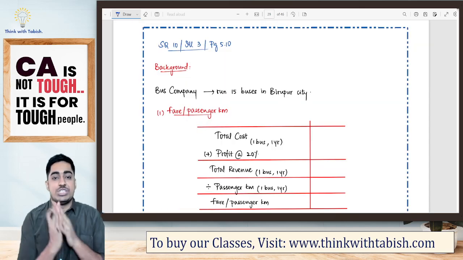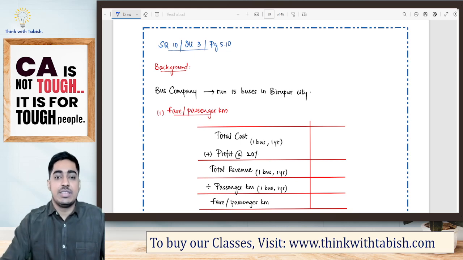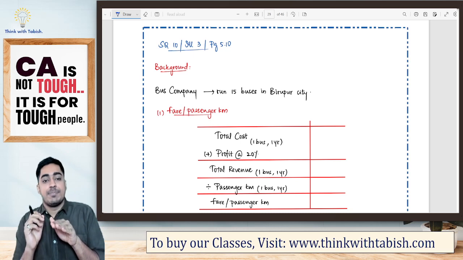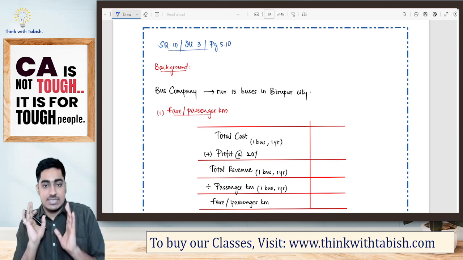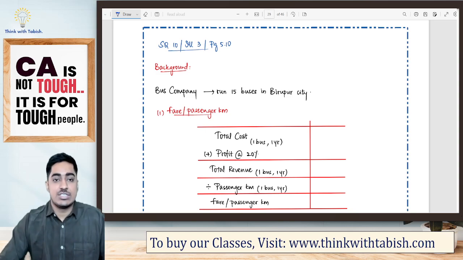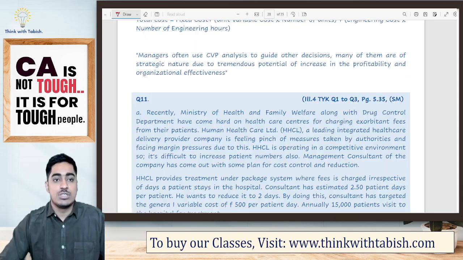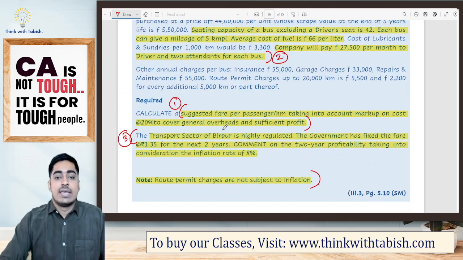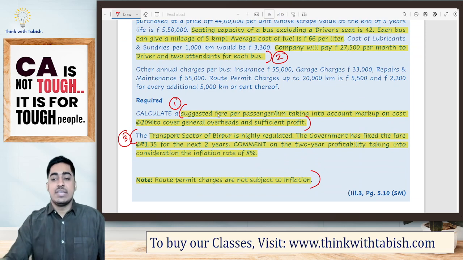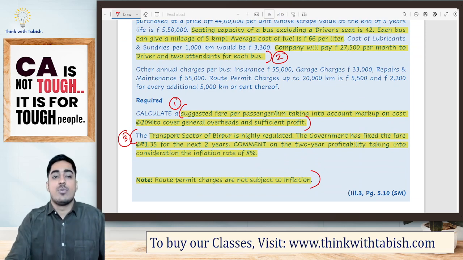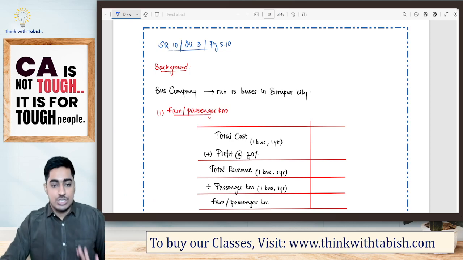Going to our super question number 10. This is illustration number 3, page 5.10. So a simple background. There is a bus company running 15 buses in the city of Birpur. Now, what is the question asking us to calculate? Question is telling, suggest a fare per passenger kilometer by considering overall markup on cost at 20%. It is telling from one passenger for 1 kilometer how much I should be charging.